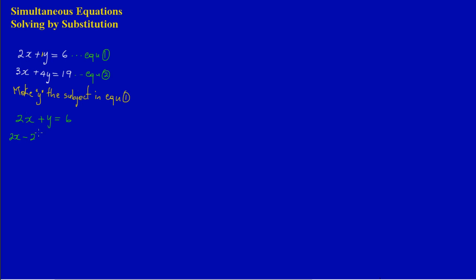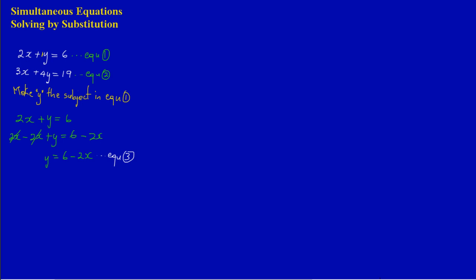So I have a positive 2x minus 2x plus y is equal to 6, and I have subtracted 2x from this side, hence I must do it also to this side. Obviously, a positive 2x will cancel out with a negative 2x. So I am left with y is equal to 6 minus 2x, and I can call that my equation 3.